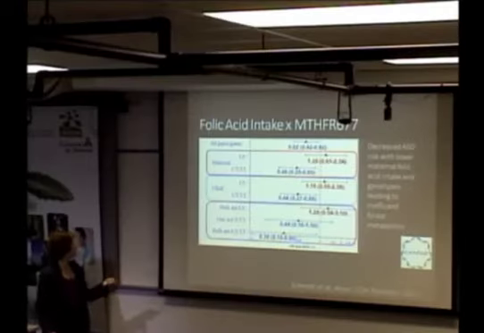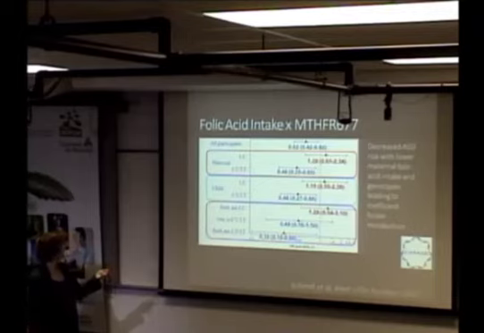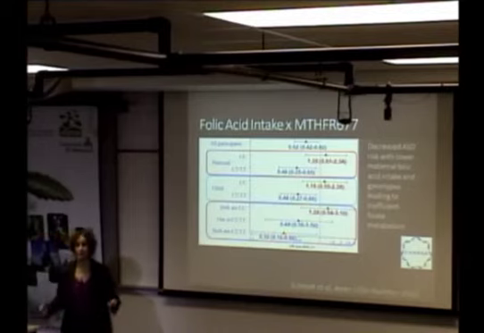If the mom had one of the T alleles, meaning inefficient conversion to folate, the risk was reduced by 50%. The same if the child did. If they both did, the risk was reduced about 70%. So odds ratio of 0.3.